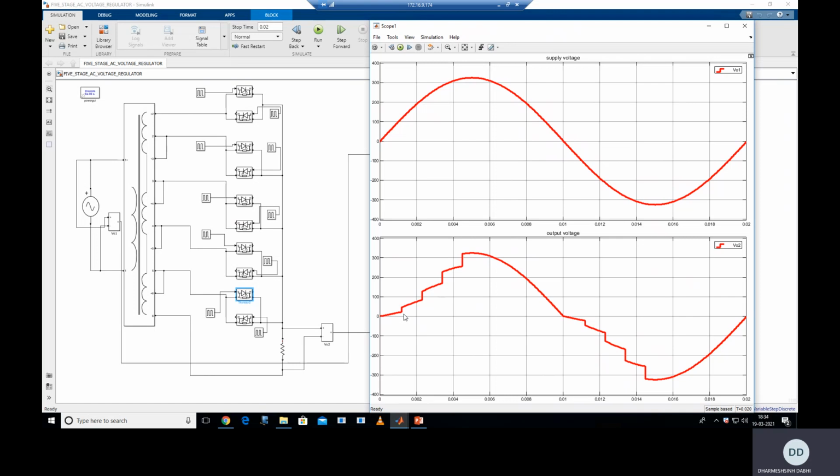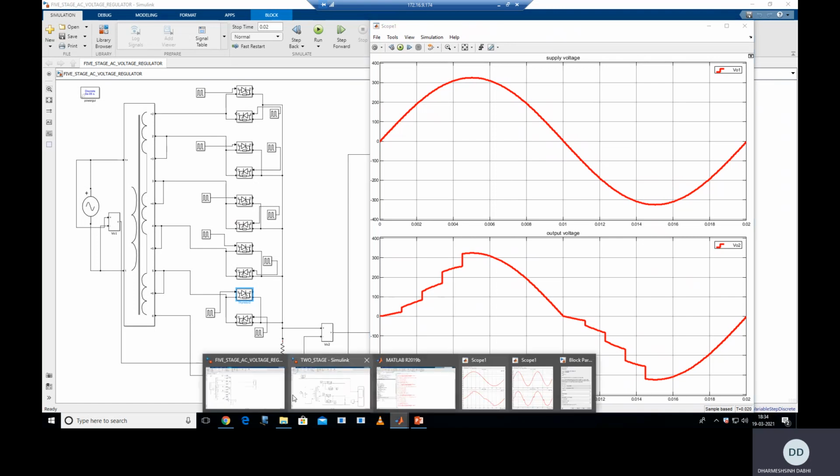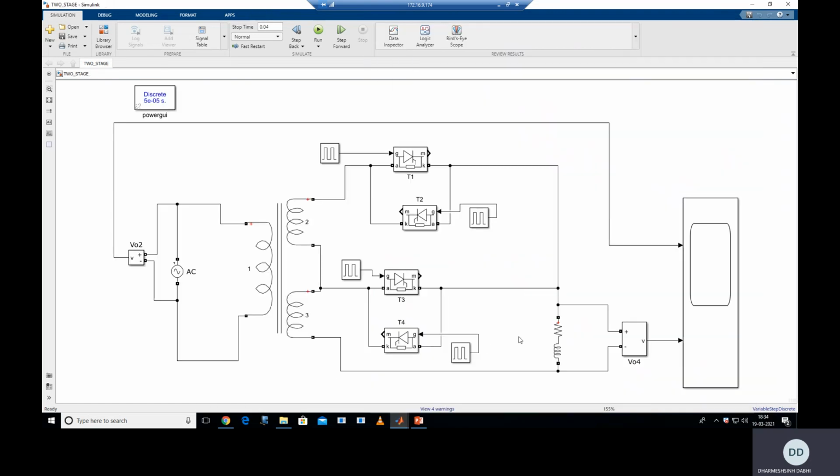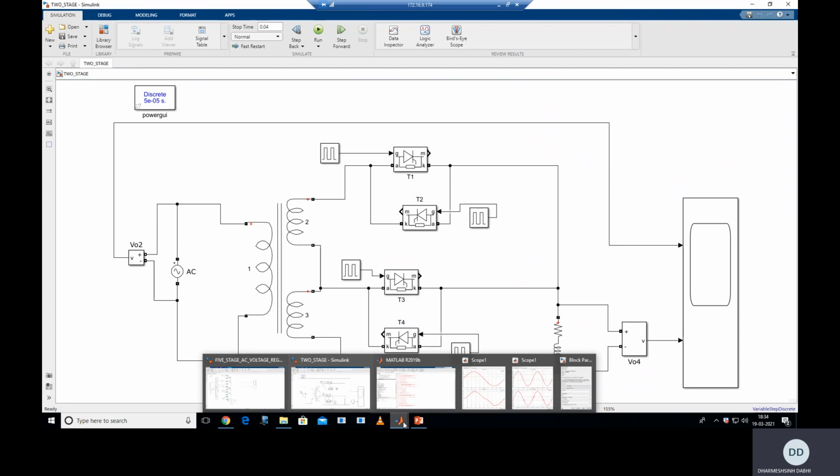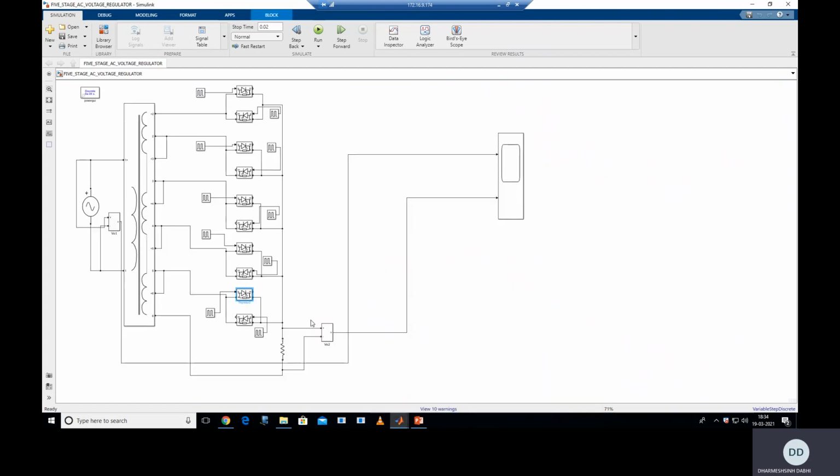So I hope all of you have understood this simulation. First we understood the two-stage AC voltage controller for R load and RL load condition, and then we understood the concept of multi-stage sequence control of AC voltage controller by taking the example of a 5-stage AC voltage controller. So here I take only 5 stages, but you can also take more stages so that you can accurately increase the voltage in a very smooth manner so that you can reduce the harmonics at the load side.